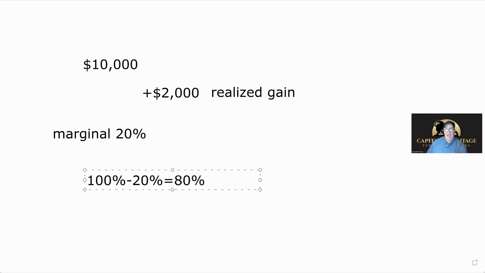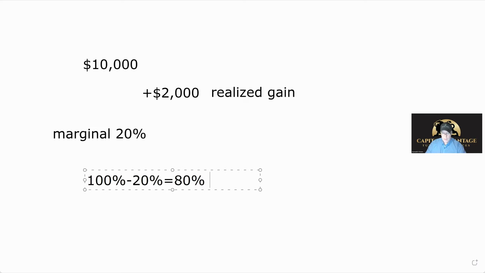Now remember, this is not the same as what you would have to pay in taxes. If they said, what is your tax liability? You just do the $2,000 times the 20%, which is $400. That would be that. But they're not asking that. They're asking what your after-tax yield is. So remember, you're paying taxes and what's left over is yours.